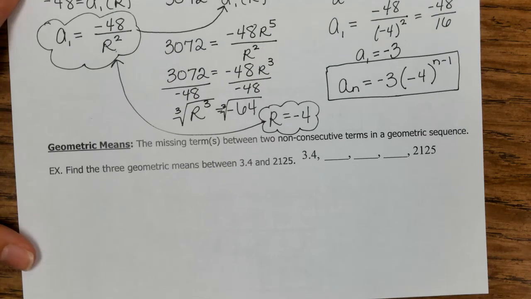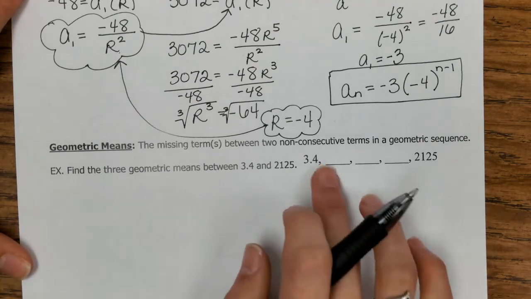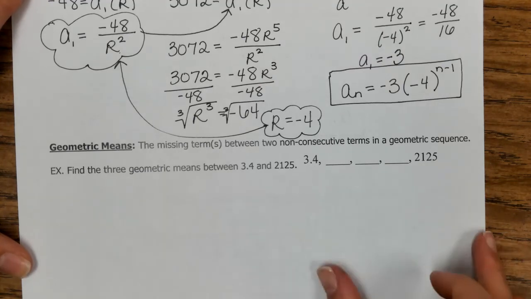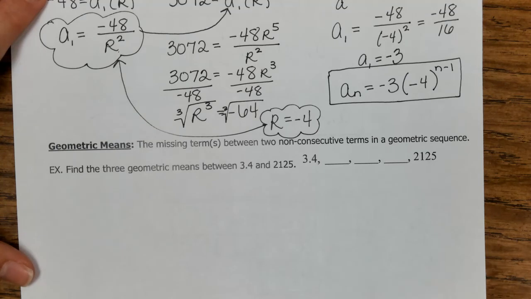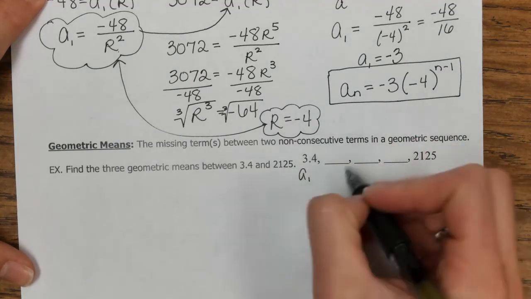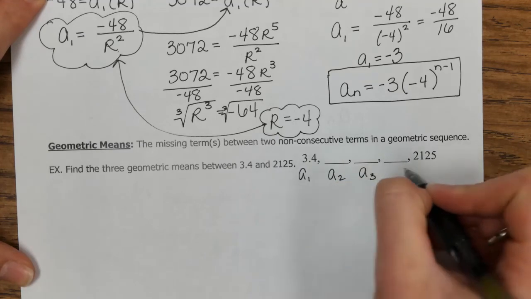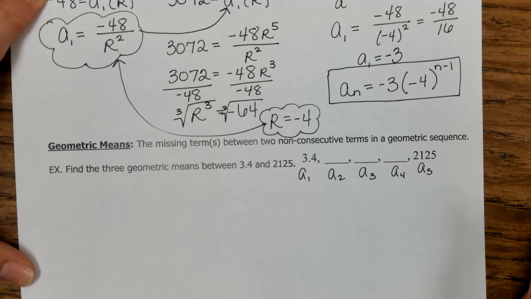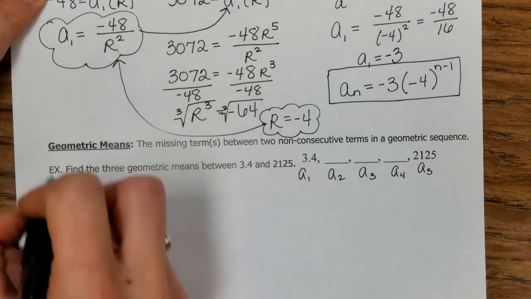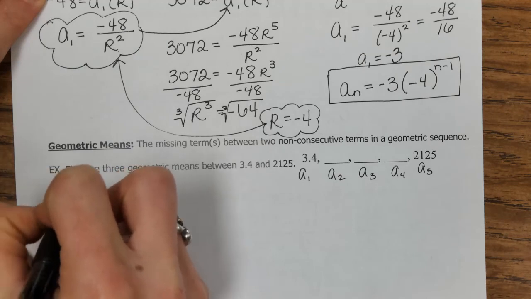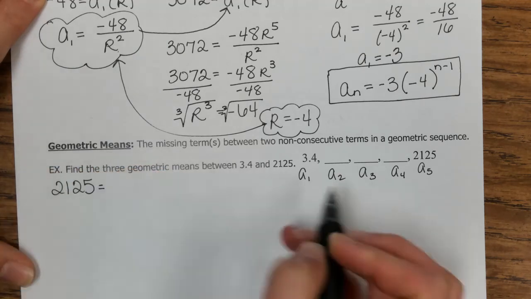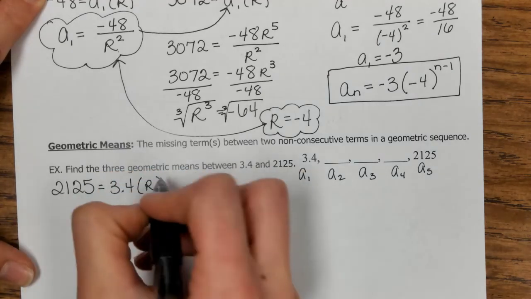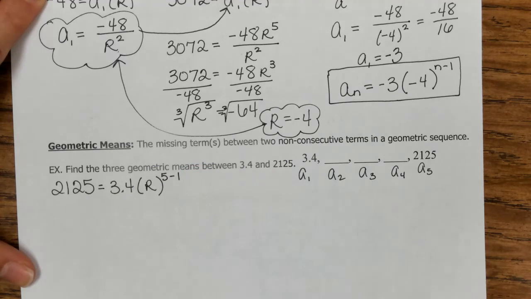Okay, geometric means. That is just referring to the missing terms between two non-consecutive terms, just like with arithmetic means. Okay, so this is my a1. This would be a2, a3, a4. 2,125 is my a5. So I'm going to have 2,125 is equal to my a1, 3.4. I don't know my common ratio, but I do know my n is 5 minus 1.